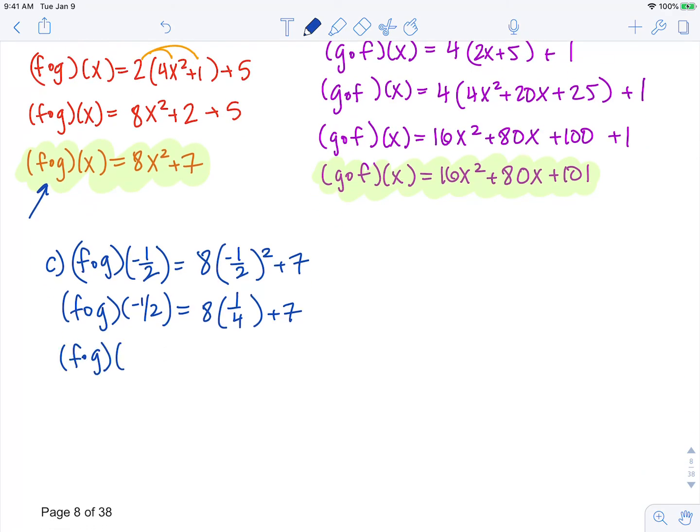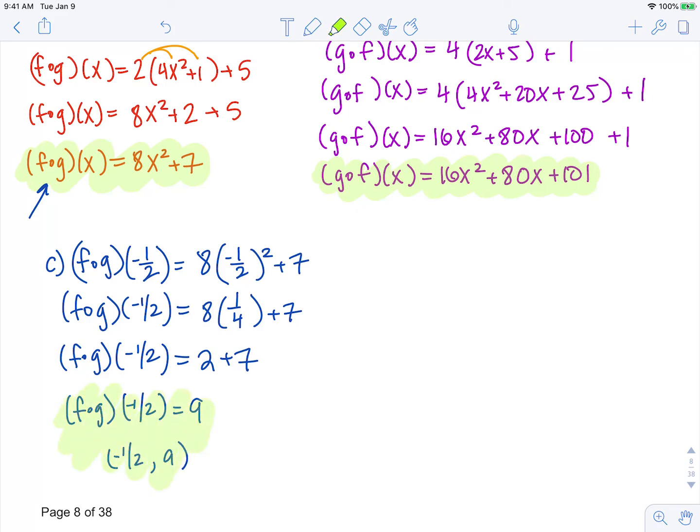F of g of negative 1/2 is 2 plus 7. F of g of negative 1/2 equals 9. My input was negative 1/2. My output was 9. So we can add, subtract, multiply, find compositions of functions using the given notations, and evaluate them for given x values.